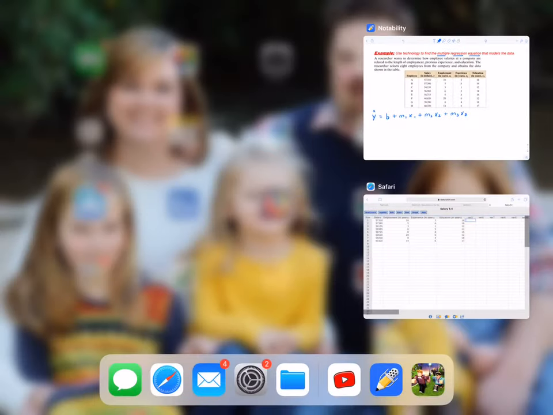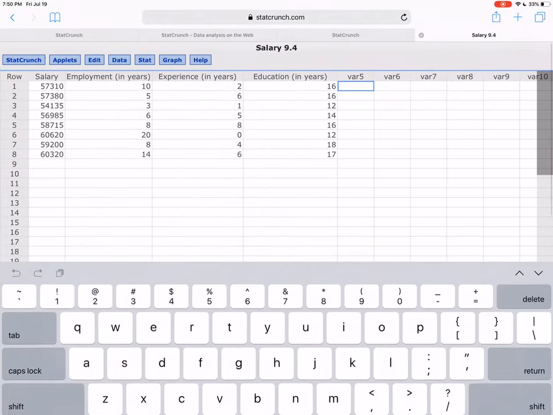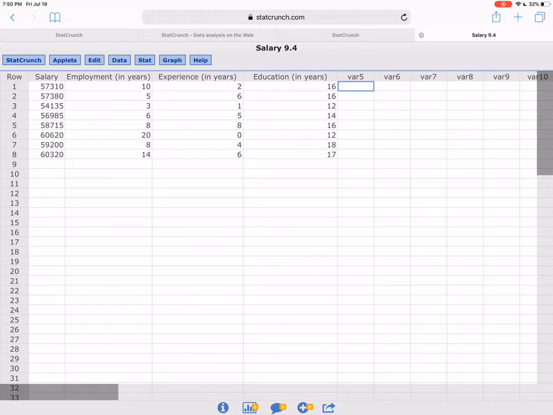Okay, so at this point, I'm going to go to StatCrunch. So I've opened up my data here in StatCrunch, right? I've got my dependent variable y, my salaries, and then my 3 independent variables, employment, experience, and education. All right, so to get my multiple regression equation, I'm going to go to my stat menu.